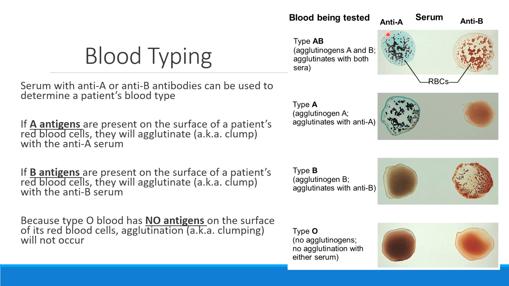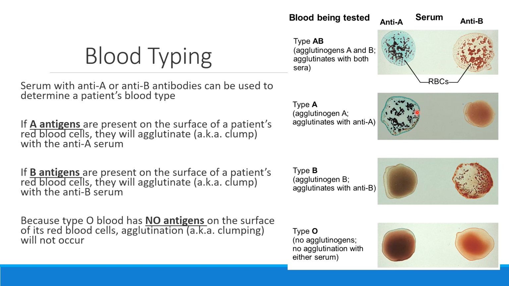My first patient, when I added my serum that had antibodies against the A protein, notice how it's all clumpy in here. I know that this patient has A antigens on the surface of their cell. When I put in my serum that has antibodies against the B sugar protein, it also clumped. Based on the clumping that I see here, this tells me that my patient has both A antigens, because the antibodies found them, and B antigens, because the antibodies found them. This patient has type AB blood.